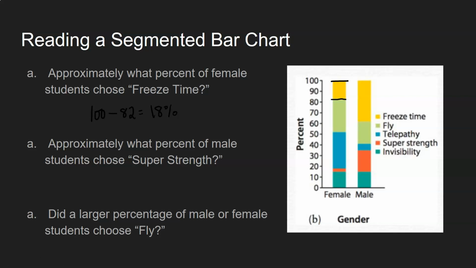Approximately what percent of male students chose super strength? And again, sorry about all the A's there. It seems like it's auto-correcting all those. Should have been A, B, and C. Approximately what percent of male students chose super strength?